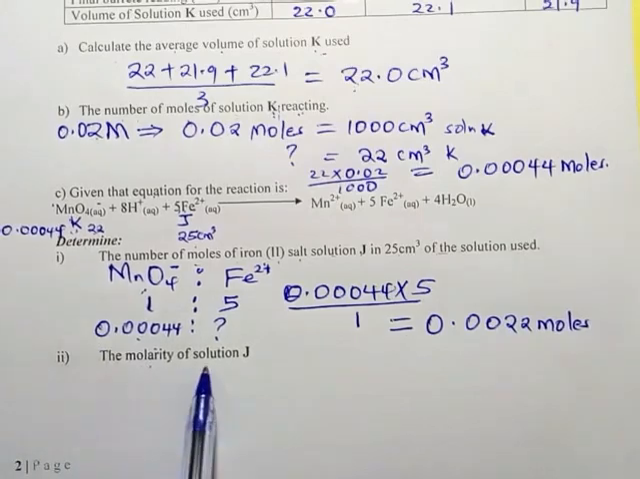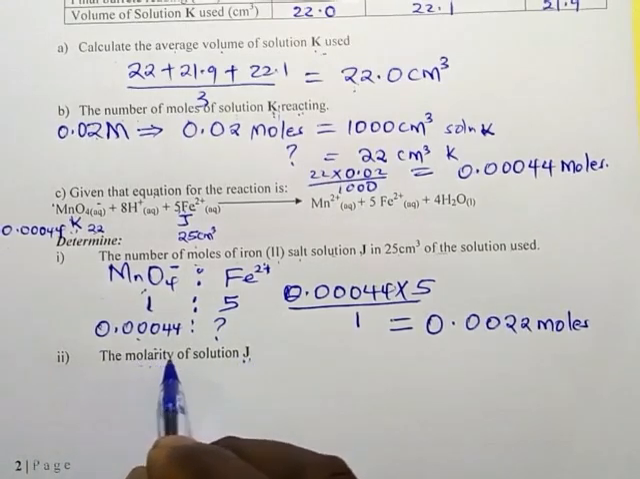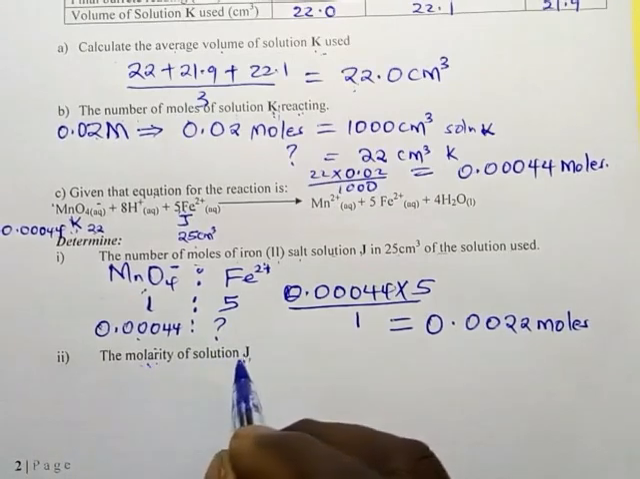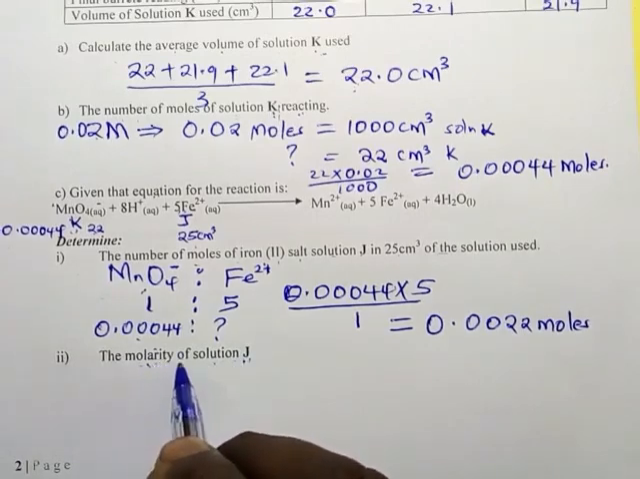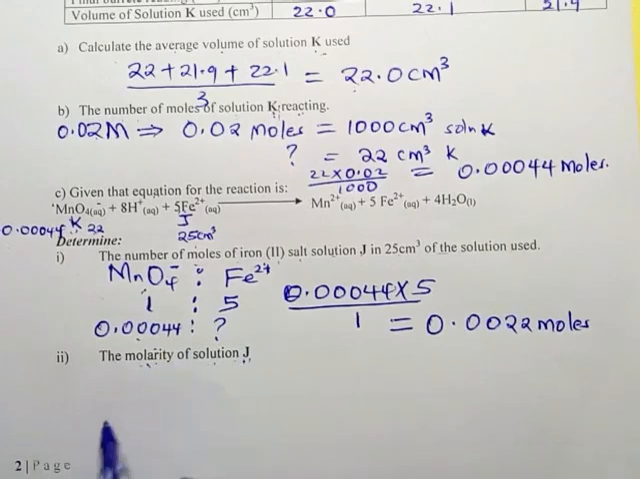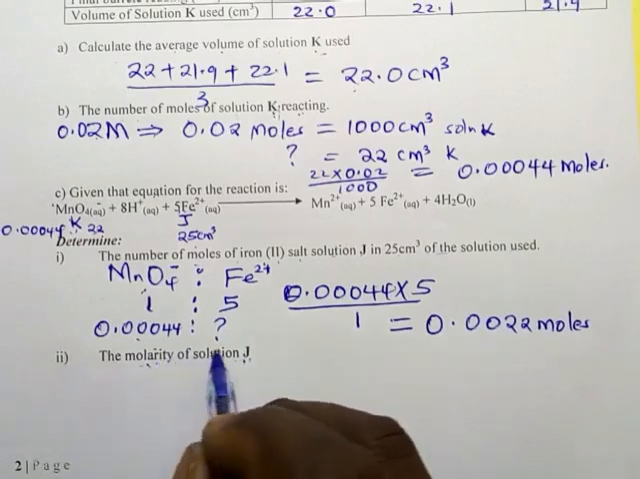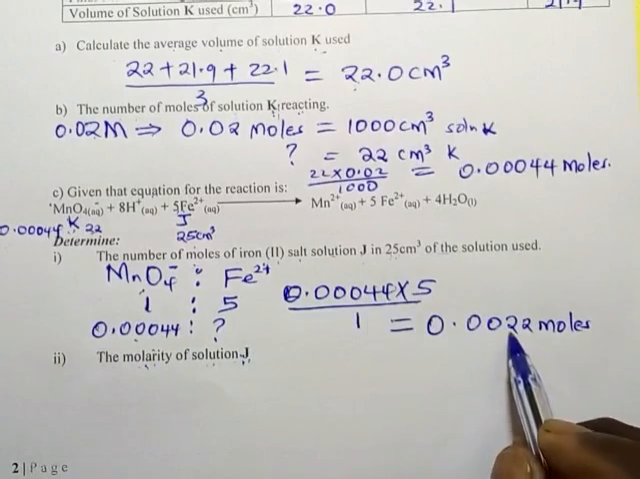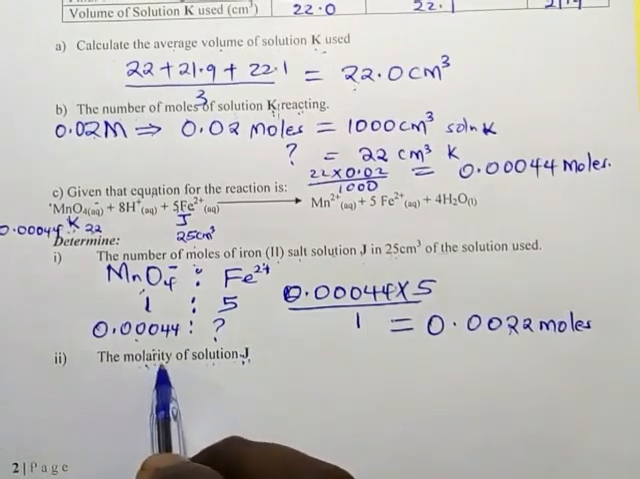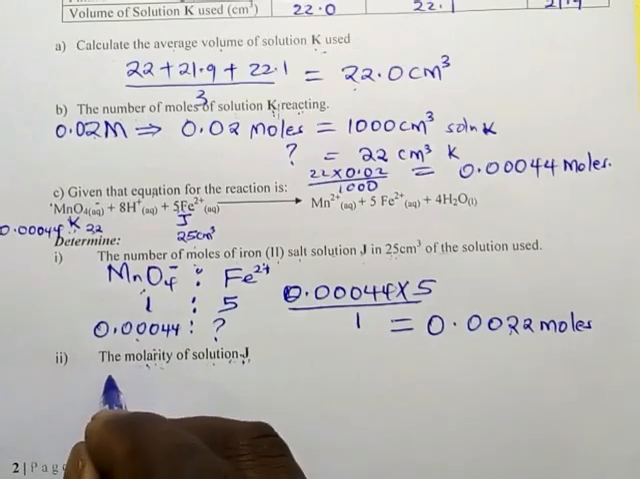Determine the molarity of solution J. Like I've always said, what is molarity? Molarity is the number of moles of a solution in 1 liter. So for J, we know the number of moles of J in 25 centimeters cube. What will be the number of moles in 1 liter?